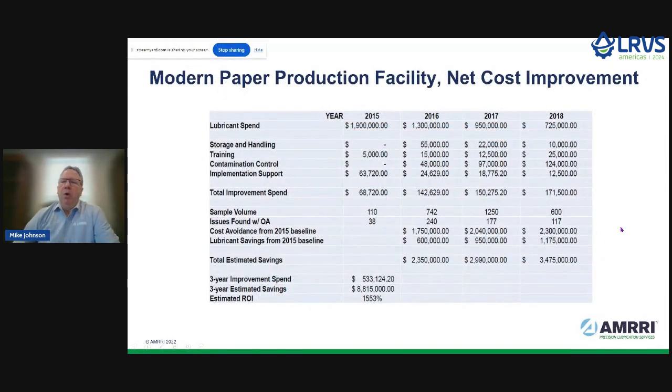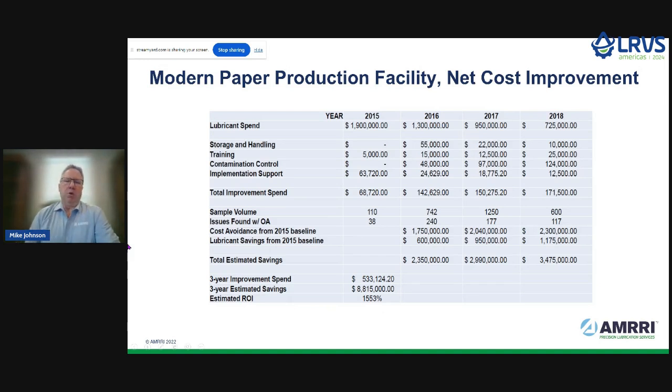A major paper mill where they actually got into the hard cold numbers showed that the deployment of a precision lubrication program, storage and handling improvements, training, contamination control, and the implementation of the program itself over a 5-year period, with 2015 being year 1. Regardless of what this very large mill spent, the key point here is the estimated return on investment from their metrics, from their operation: $500,000 spend and $8 million savings, a 1,553% return on investment.